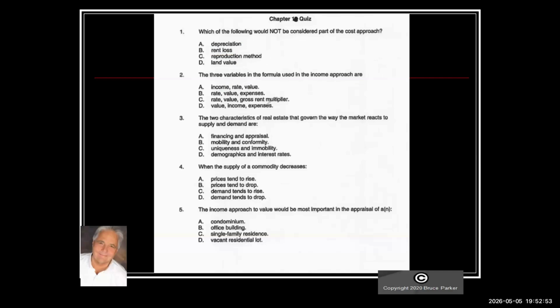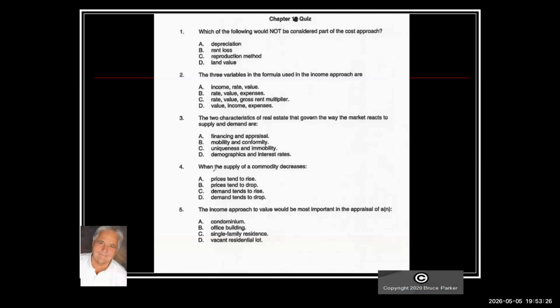Number three, the two characteristics of real estate that govern the way the market reacts to supply and demand. Well, this is why supply and demand is really, really important in real estate, because houses are unique and they're immobile. So if there is a shortage of houses, you can't bring other houses in. So uniqueness and immobility kind of dictates how houses react to supply and demand.